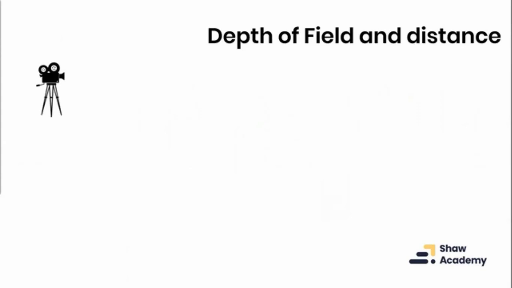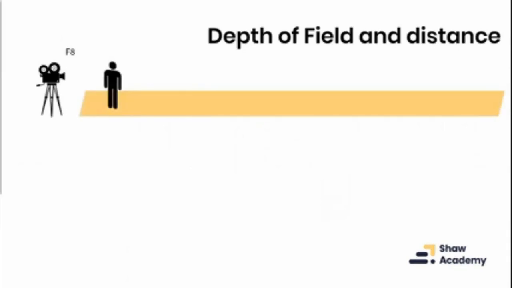So let's say, for example, we're filming with our motion camera. We're maintaining an aperture of f8. We've got our subject. In this instance, they're quite close to the camera. The depth of field, as I've mentioned, is going to extend from about 1/3 in front of the subject to about 2/3 behind the subject here, as we can see here highlighted in pink.